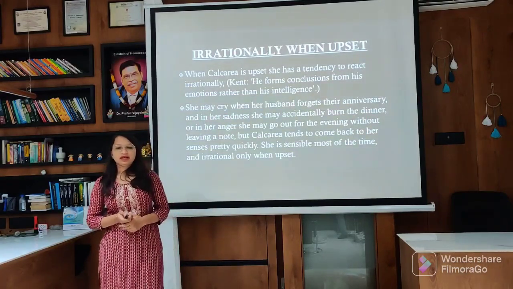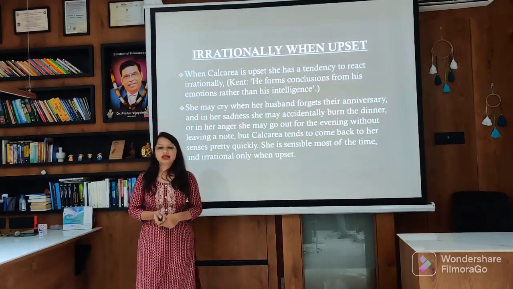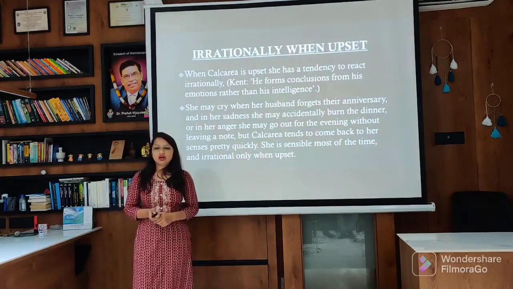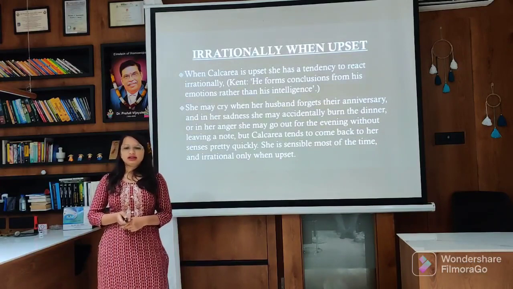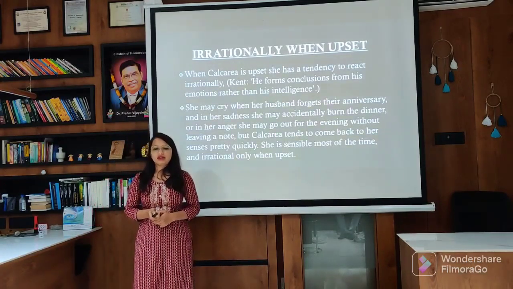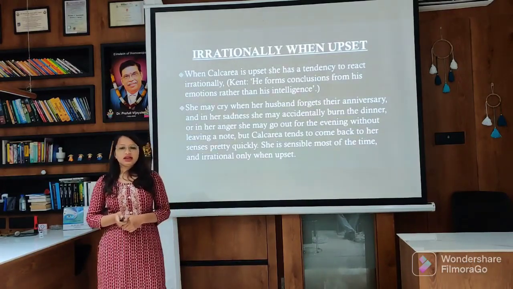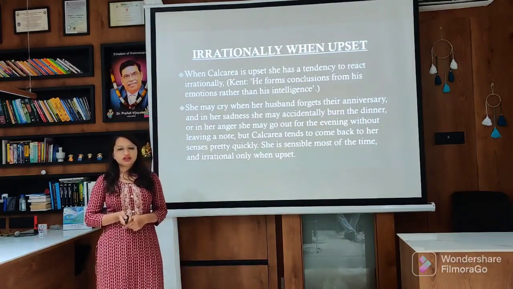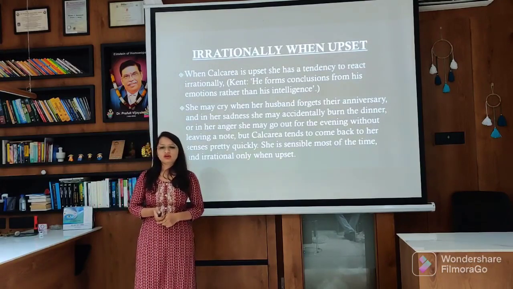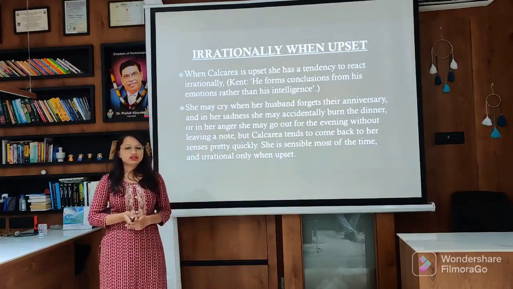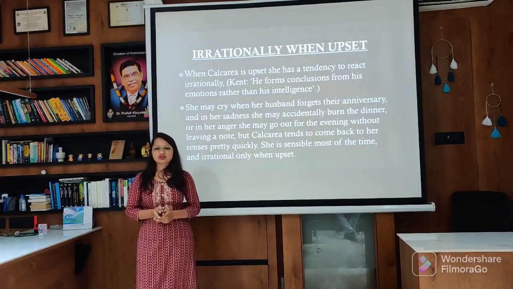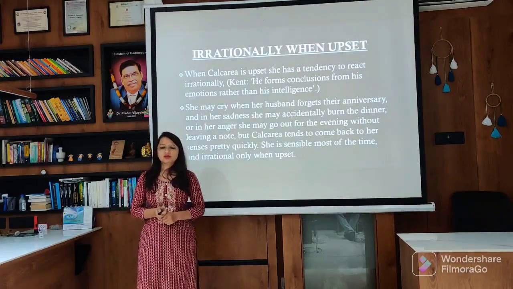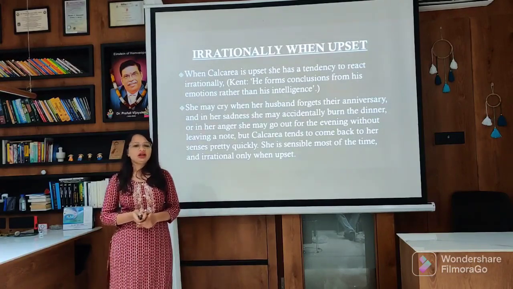Irrational when upset. When Calcarea is upset, she has a tendency to react irrationally. She forms conclusions from her emotion rather than her intelligence. She may cry when her husband forgets her anniversary. In her sadness, she may accidentally burn the dinner, or in her anger, she may go out in the evening without leaving notice. But Calcarea tends to come back to her senses pretty quickly. She is sensible most of the time, irrational only when upset.